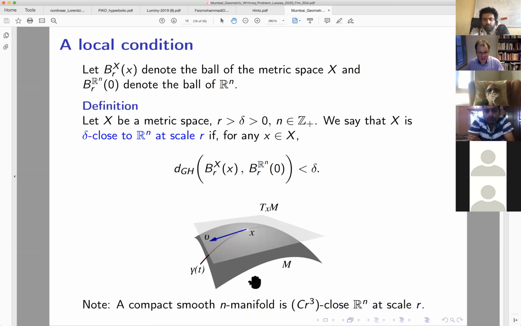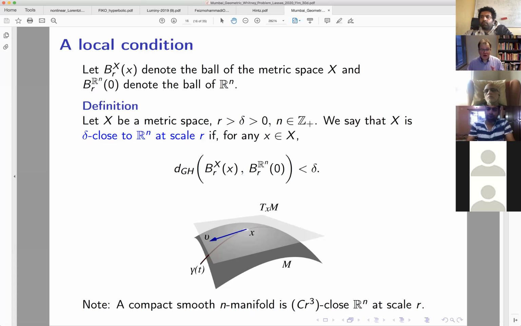And actually, any smooth manifold is C times R to the power 3 close to R^n at scale R. The reason for this is that we can take the tangent space of the abstract Riemannian manifold and consider the exponential map that is given by the geodesics. So the ball in the tangent space and the ball on the abstract manifold are very close to each other when R is small. So this is the local condition.